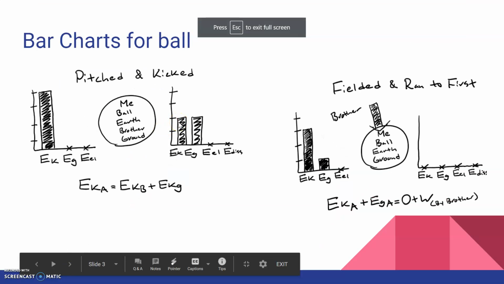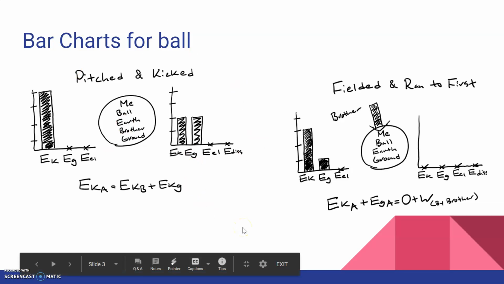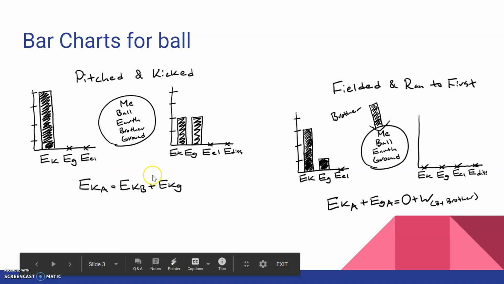So basically, here are some bar charts of these scenes that just happened, but going more in depth. This first one on the left is a bar chart of the ball when it's pitched and when it's kicked by me. In the system, we have me, the ball, the earth, my brother, and the ground. On this first bar on the left, we have EK, EG, and EEL.